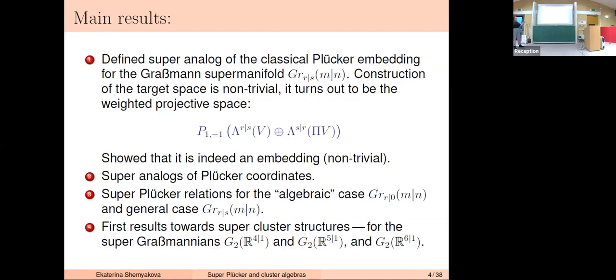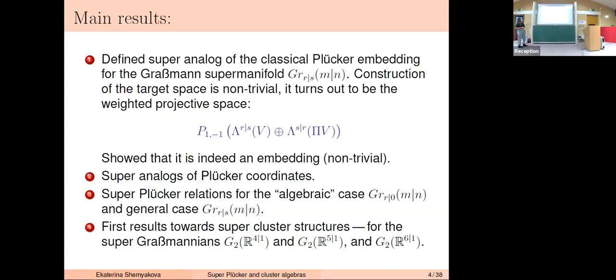In fact, in the book of Manin, years ago, it was written that it's impossible to construct a super Plucker embedding. This result doesn't contradict that. He is of course right, but we're also right, because we changed the settings a little bit. We changed the target space, so it became possible.